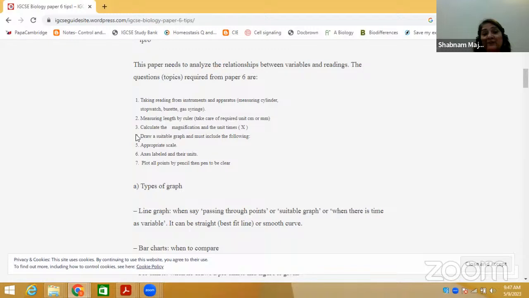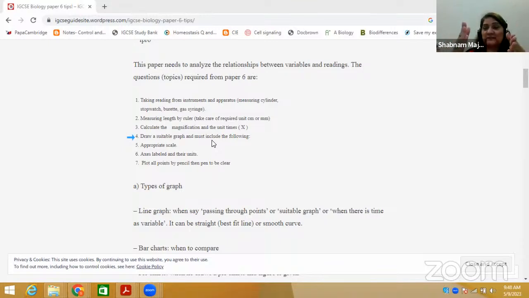Now this point is graphs. You have to draw a suitable graph and must include the following. What type of graph depends on your tabulated readings, suppose the statistical data is given. Very important is, suppose you have data and you have to tabulate your result. How to draw a table? That is also important. I'm going to show you. You have different columns and cells.